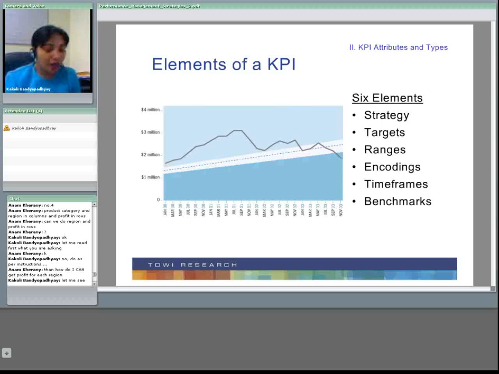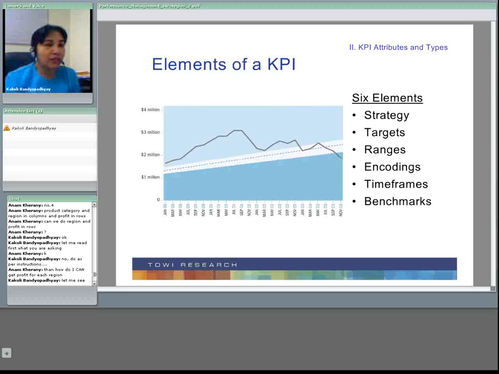Time frames: targets are assigned time frames by which they must be accomplished. Like for the target that I first quoted, 10% growth in net revenue by year end. So that was the time frame. And then benchmarking. The targets are always measured against a baseline or benchmark. Benchmarks are the baseline against which you measure something.